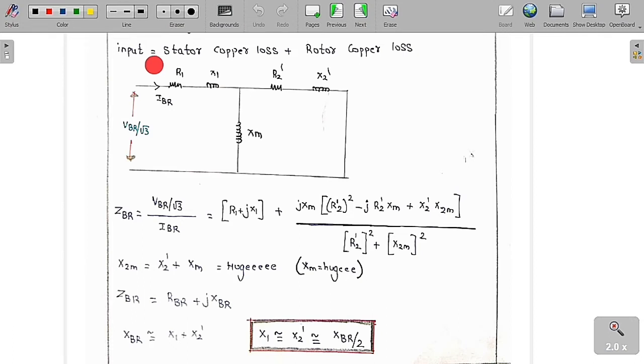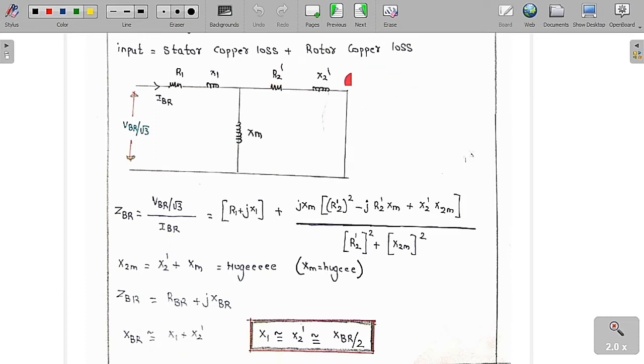So whatever the input power is, it is consumed by only two things: the stator copper loss and rotor copper loss. Listen carefully. Input is equal to output plus losses. As the output is 0, input equals losses. Mechanical losses are 0 because speed is 0. The stator and rotor core losses are very small because the voltage given is very low, so they are also 0. The remaining losses are only the stator copper loss and rotor copper loss.